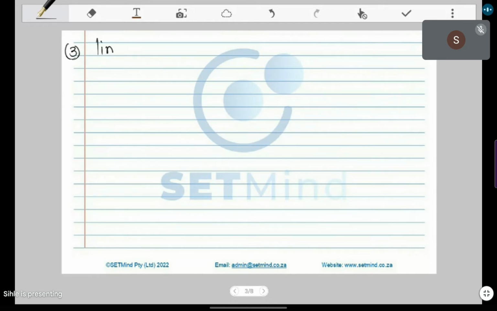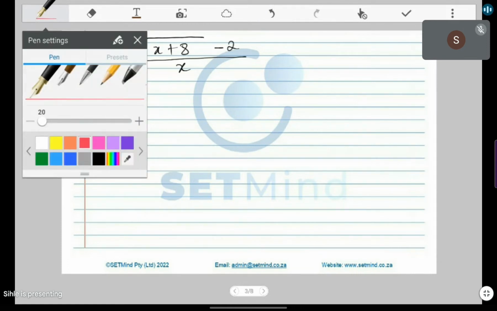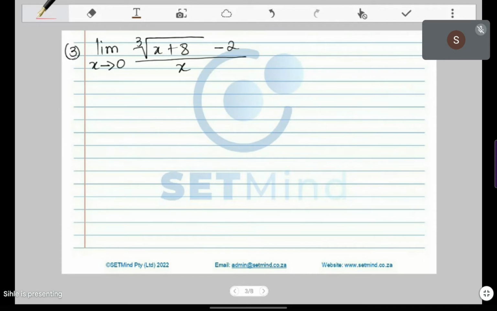So the problem we have is the limit of the cube root of x plus 8 minus 2 all over x. And they are saying this should be evaluated as x approaches 0. So if you try to sub in the 0 here, the answer you will get is simply going to be 0 over 0. So it doesn't work. And if you remember, this is what we call an indeterminate form.